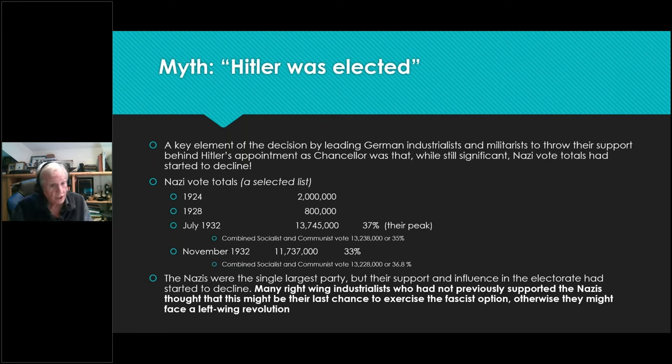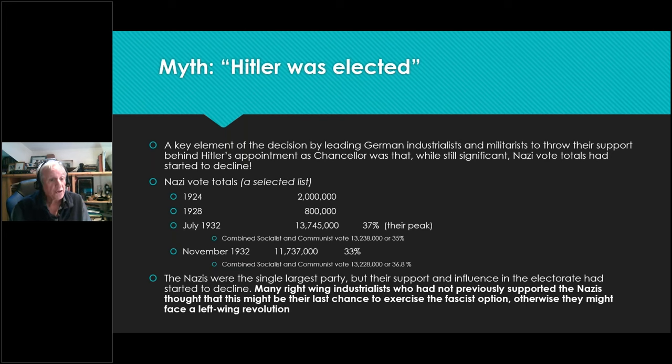So they lost 4 to 5% of their vote over a period of about 5 months, while the combined socialist and communist vote totaled 36.8%. It had grown by 2%.